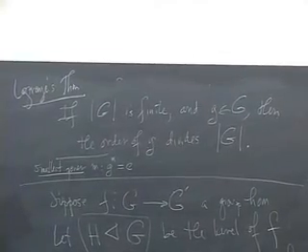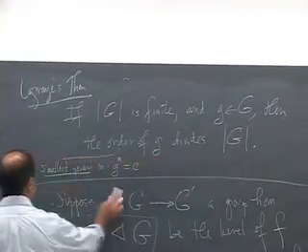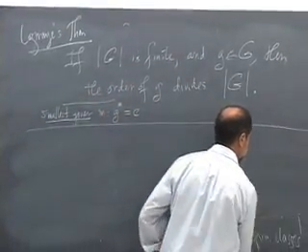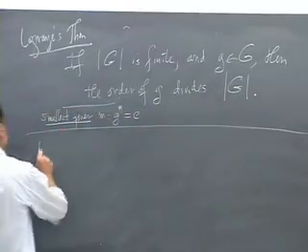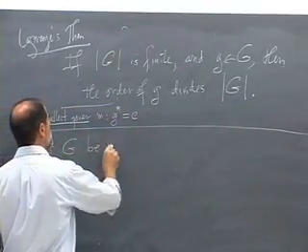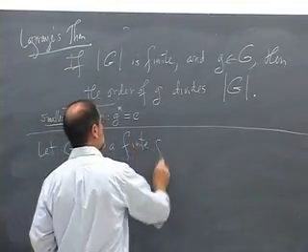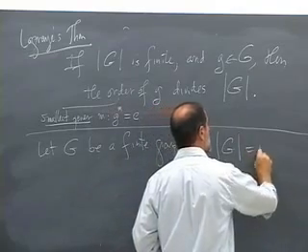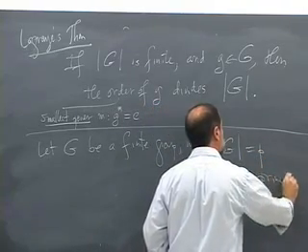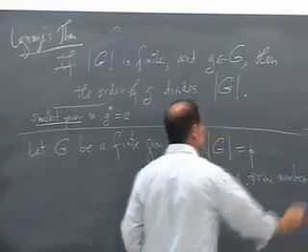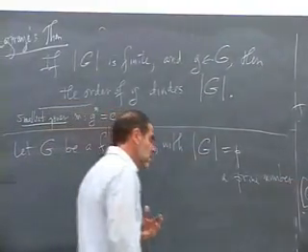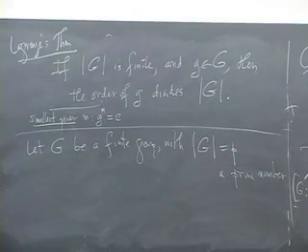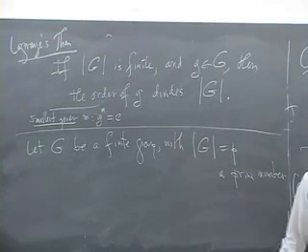For example, corollary of Lagrange's theorem. Let G be a finite group with the order of G equal p, a prime number. So this is the beginning of the interaction of group theory with number theory. The fact of the orders of groups being certain numbers is going to give us all kinds of information about the group structure itself.